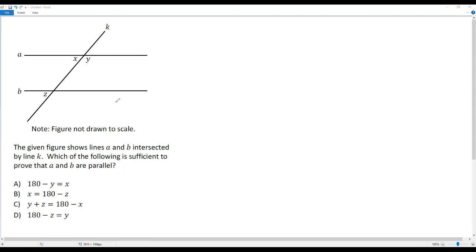Here we have a SAT math problem. Okay, let's cover the question. The given figure shows line A and B intersected by line K. Which of the following is sufficient to prove that A and B are parallel?